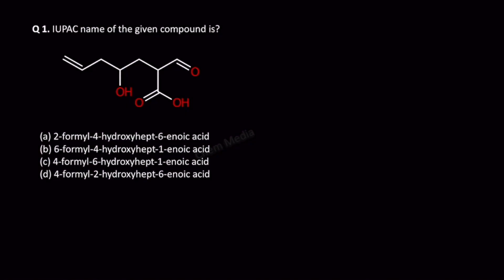What is the IUPAC name of the given compound? For this question, I think they want you to find out the IUPAC name without worrying about the stereoisomerism. So we don't have to worry about RS configuration here. Even though we have 2 chiral centers, the IUPAC name written here is without worrying about that, and therefore let's not worry about the RS configuration. So we have a carboxylic acid functional group, we have an aldehyde functional group, we have an alcohol functional group, and then we have an alkene.